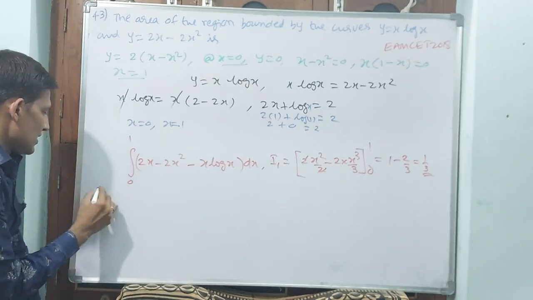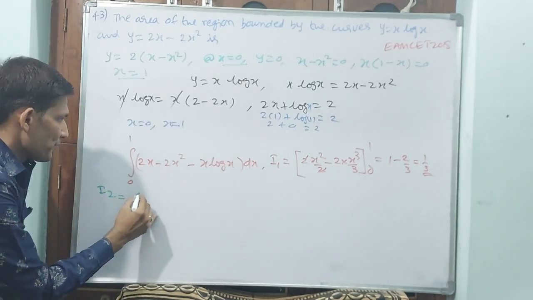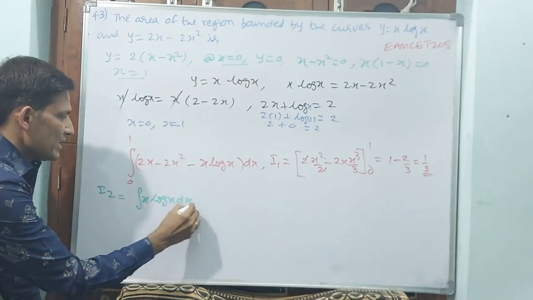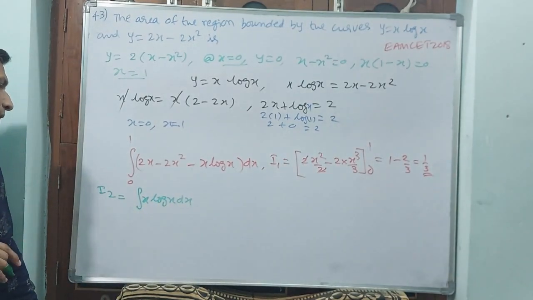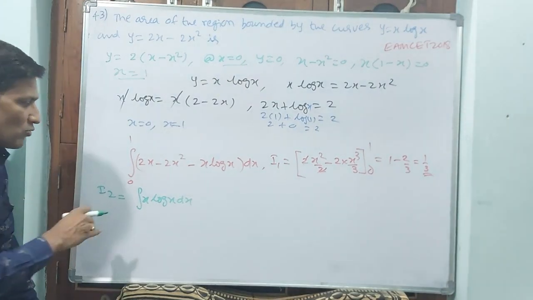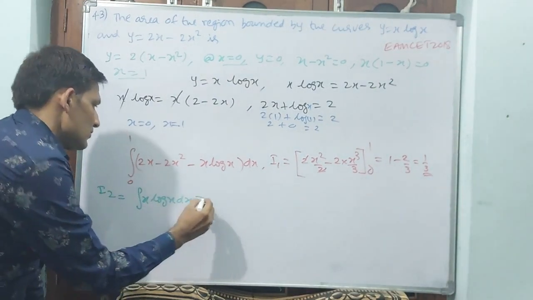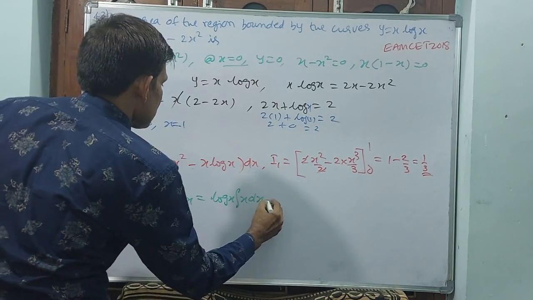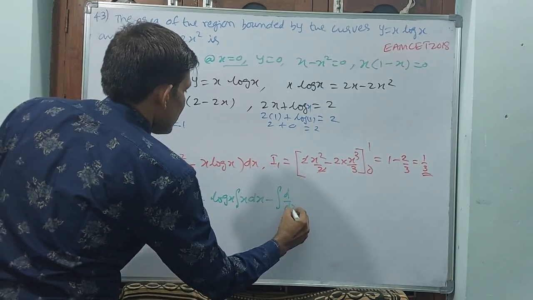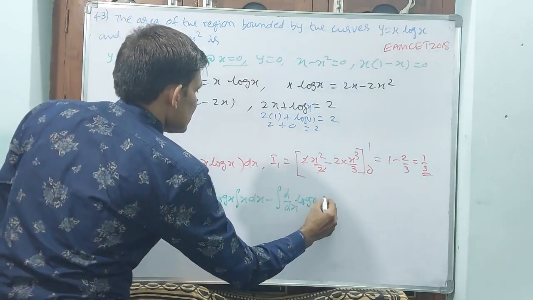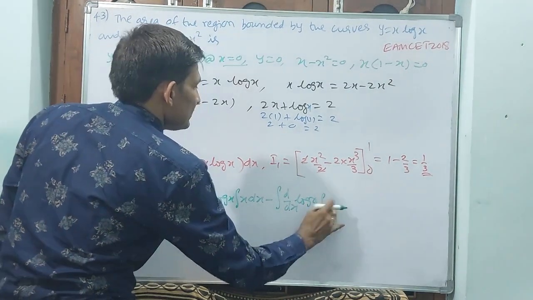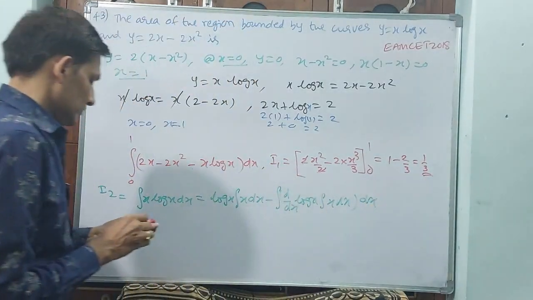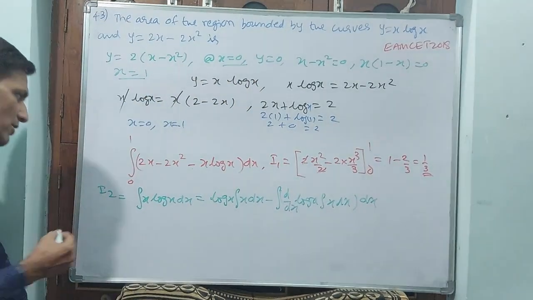See, minus is there. I2 is equal to integral x log x dx. Observe carefully here, log x you have to take as u. That is equal to log x integral x dx minus integral of d by dx of log x times integral x dx, whole dx. Understand?